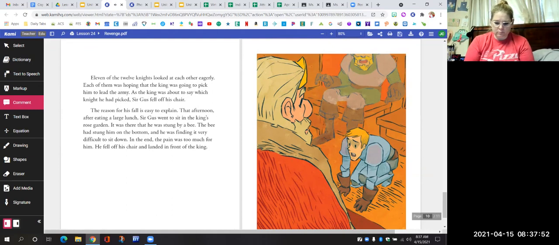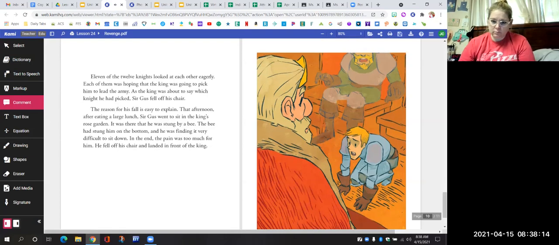That afternoon, after eating a large lunch, Sir Gus went to sit in the king's rose garden. It was there that he was stung by a bee. The bee had stung him on the bottom, and he was finding it very difficult to sit down. In the end, the pain was too much for him. He fell off his chair and landed in front of the king.